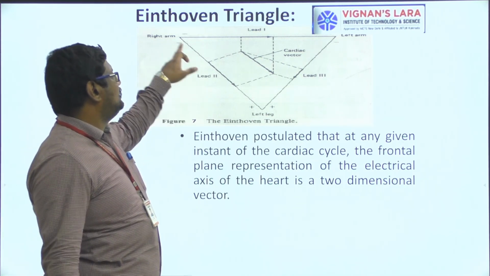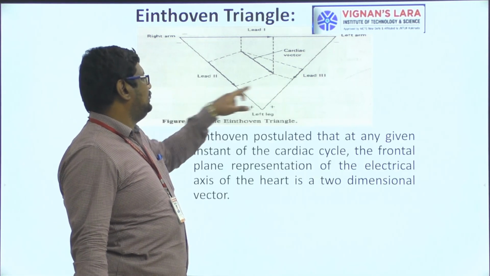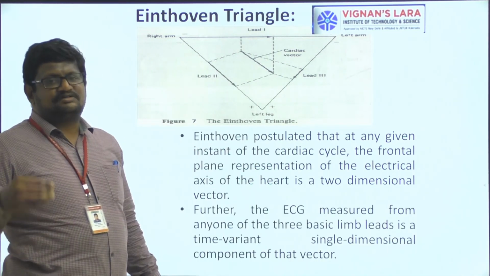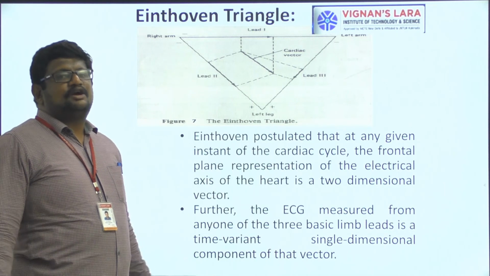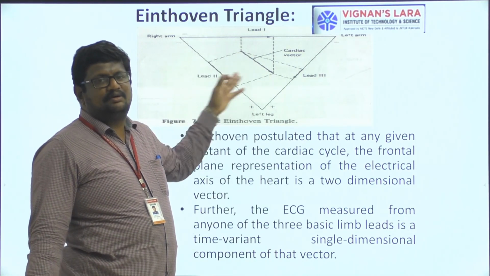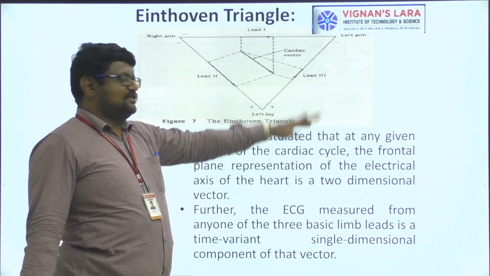That is nothing but, for example, lead 2 or lead 3 you can take, or lead 1 and lead 3 you can take. Any 2 you want to study at a particular time. That is why it is called a 2-dimensional vector. Of course, the outcome is only a 1-dimensional vector, but to know that you need 2 dimensions.